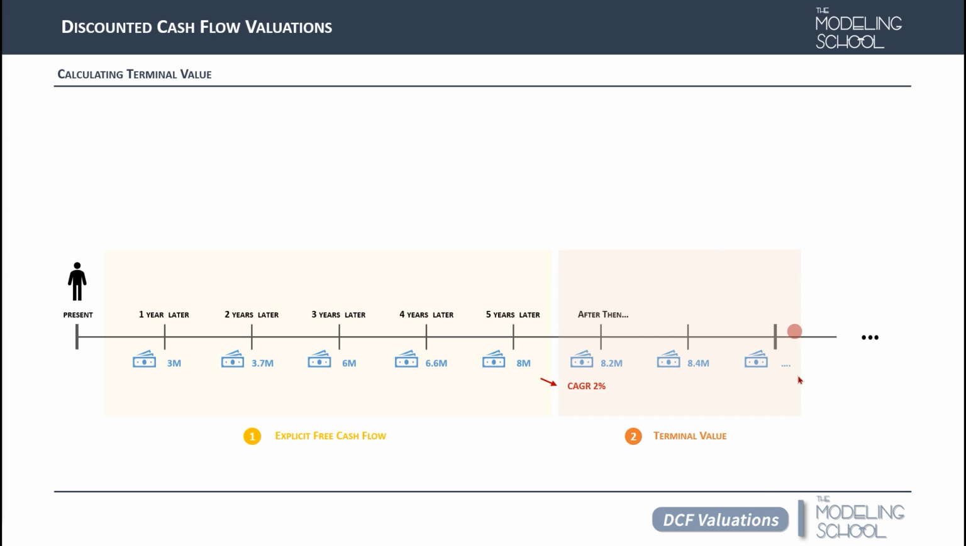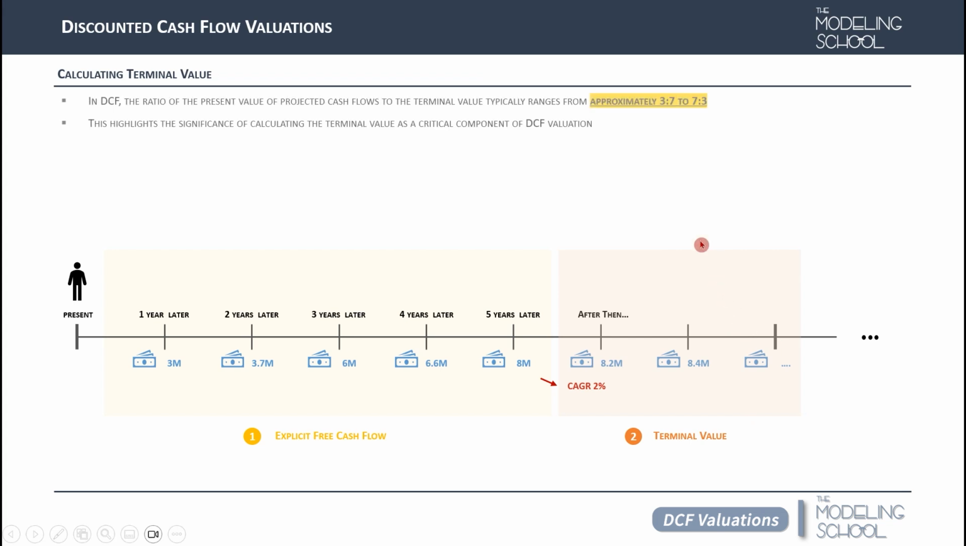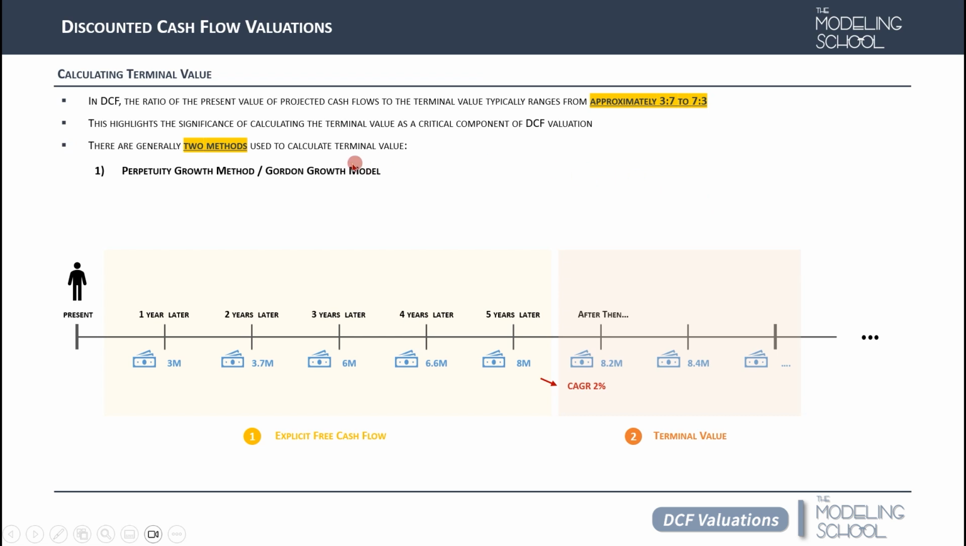And in this lesson, we're going to learn about calculating terminal value. Generally, there are two methods for calculating terminal value. Number one is the Perpetuity Growth Model, in other words, the Gordon Growth Model. When people think of DCF, I think this is the method that usually comes to mind, so most people are familiar with it. However, there is another method called the exit multiple method.